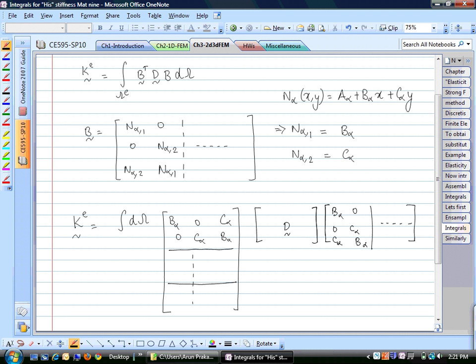So we can find explicit expressions for the stiffness matrix. This would be delta, and if you multiply this entire matrix out, you can just straight away code it up in MATLAB. You don't have to do any numerical integration. You would have the element stiffness term.